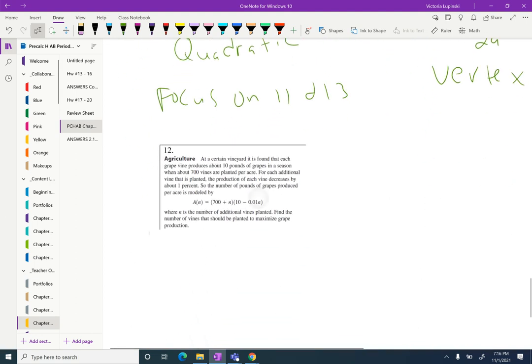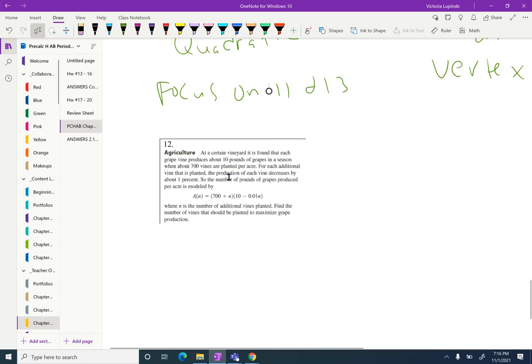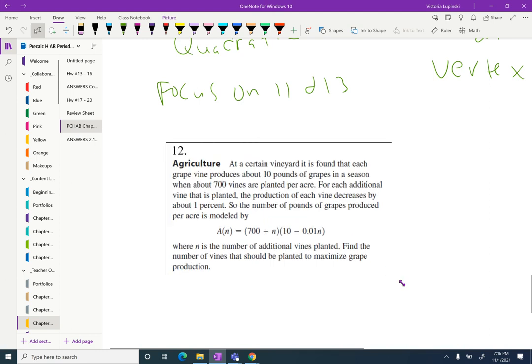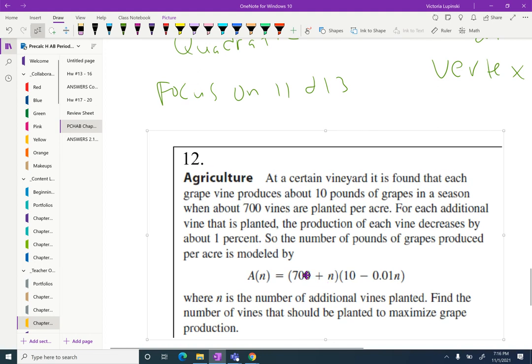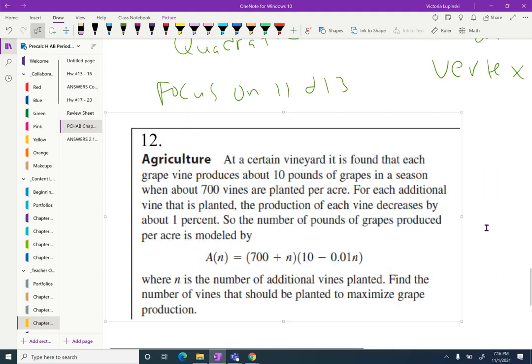So you have a vineyard, and it is found that each grapevine produces 10 pounds of grapes in a season when 700 vines are planted. This is a big calculus-y type question. You saw questions like this back in Algebra 2, but maybe not for a while. Basically, if you have 700 vines that are planted, you are going to make 10 pounds per vine.